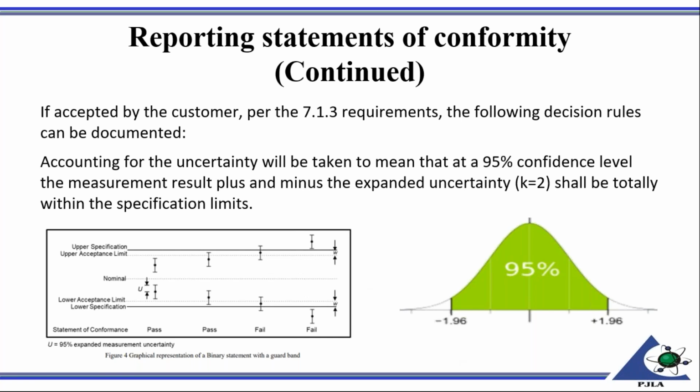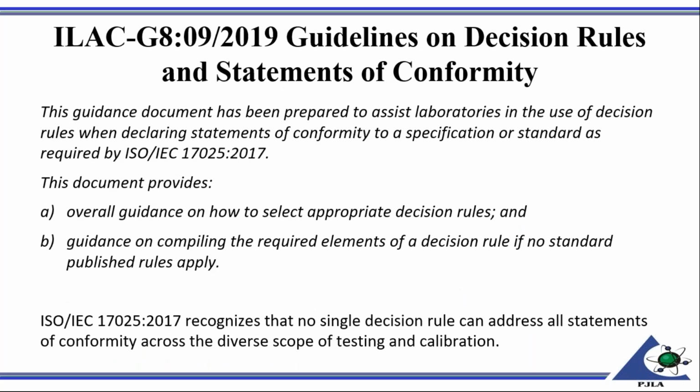You don't have the conditional pass, the conditional fail. You just have this. If it goes past that lower acceptance limit or upper acceptance limit, it's pass or fail, essentially. And again, this is with the 95%. That gives you a 95% confidence level, right? Again, there are other statements of conformity or decision rules that can give you tighter ones, but 95% is pretty damn good. So just keep that in mind.